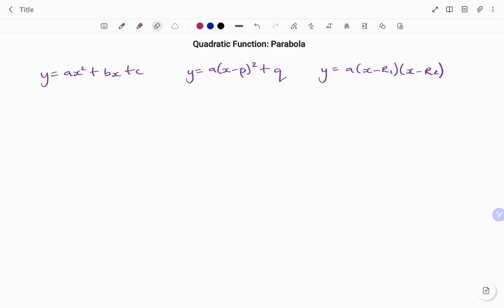A parabola is a quadratic function that has the highest power of x to be 2. We have three forms of writing the equation of a parabola. The first form is the standard form, which states that y equals ax squared plus bx plus c. I'm going to write the standard form. The second form is y equals a(x minus p) squared plus q. That's the vertex form. And the last form is y equals a(x minus r1)(x minus r2). That's the intercept form.